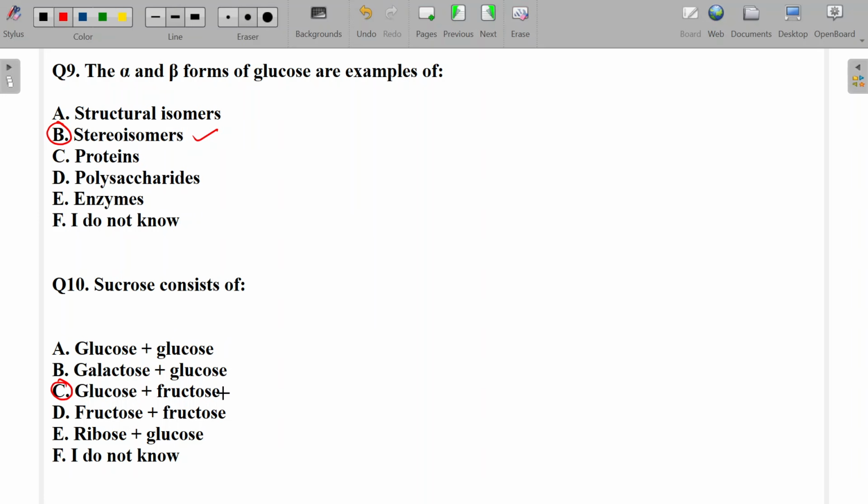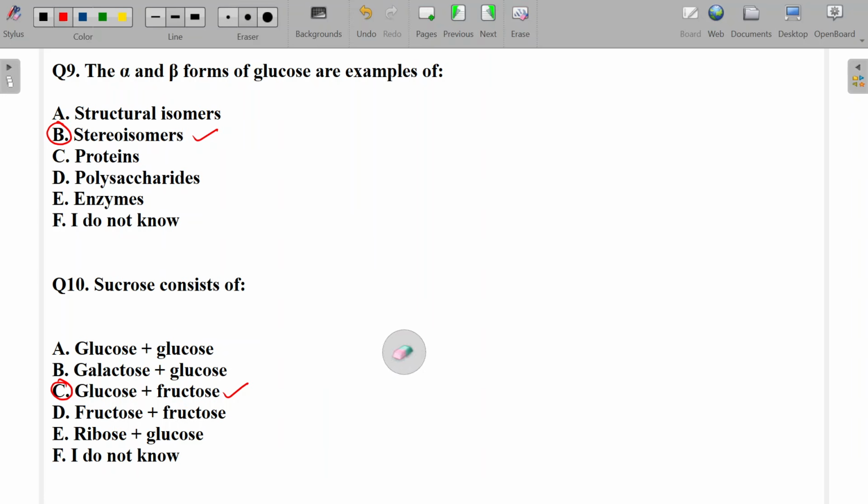Okay, so if I was to ask what is the linkage in sucrose, the glycosidic bond which is formed, how is the linkage? It's alpha 1 comma what? So isn't it alpha 1 comma 2? Yes, it's alpha 1 comma 2 glycosidic bond.